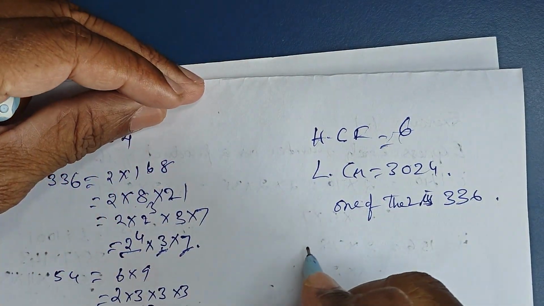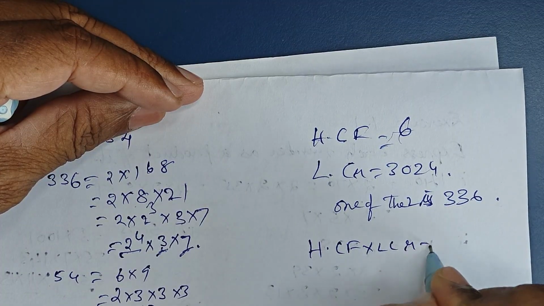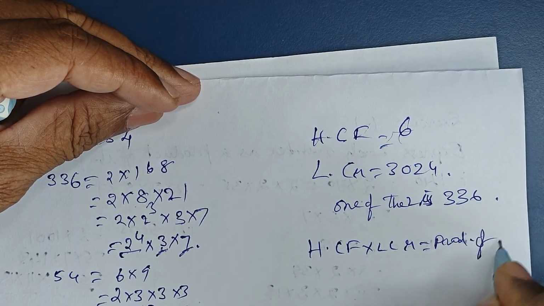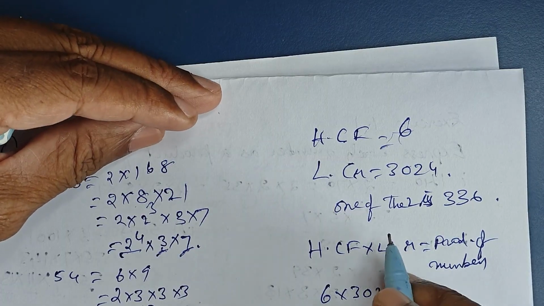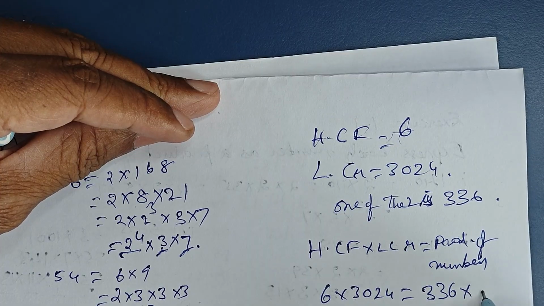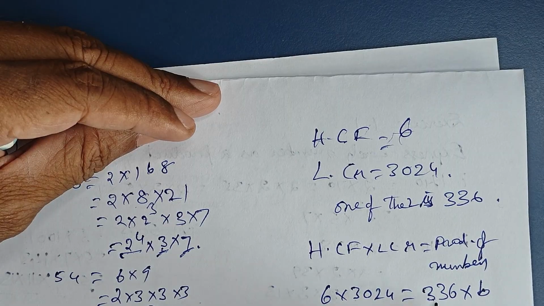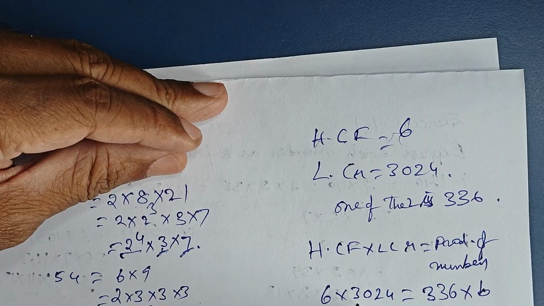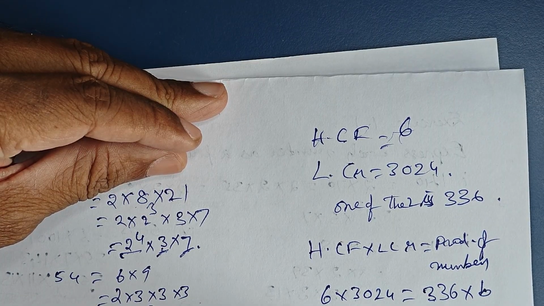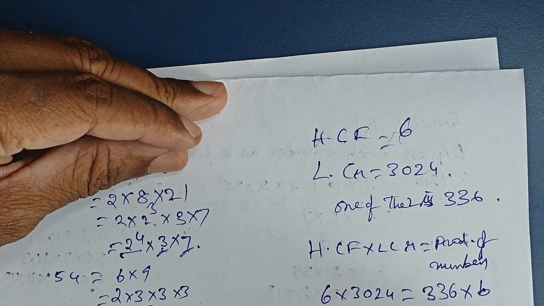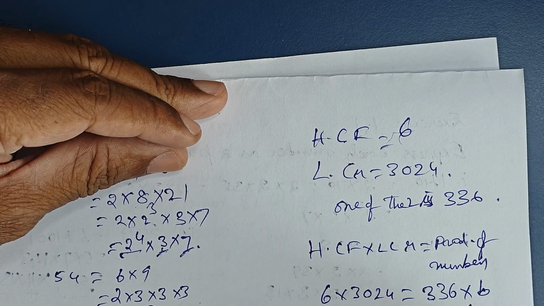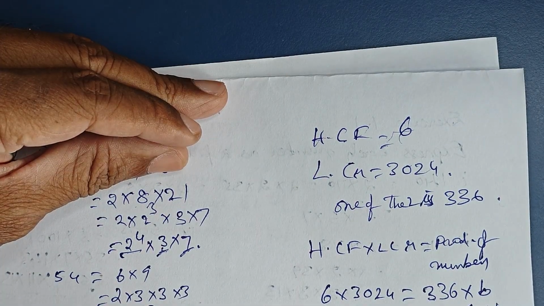What you need to do? Simply use the rule: HCF into LCM is equal to the product of the numbers. So here 6 into 3024 is equal to the product of the numbers. We know one of the numbers is 336. What is the other value? Let us say that as B. You need to factorize this product as 336 into something. If you don't know, don't worry. At least you can write 6 into 6, 6 5s are 30, then 6 6s, so 6 into 56, so into B, correct?